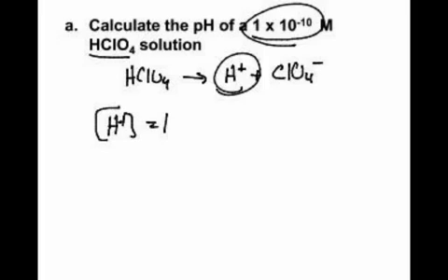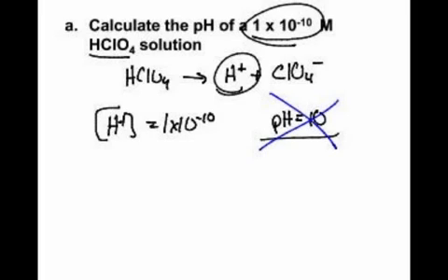It would be equal to 1 times 10 to the minus 10. If you take the negative log of that, you get a pH of 10. Now that's kind of weird. A pH of 10. That should be the answer, right? It should be, but this is not true! No, because that's an acid. You cannot have a pH greater than 7 if you have an acidic solution.